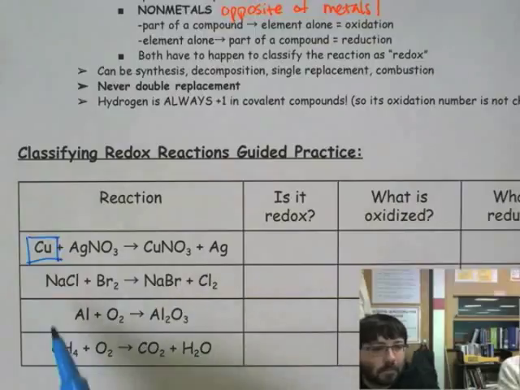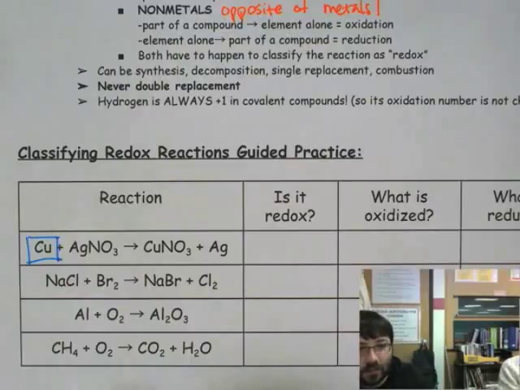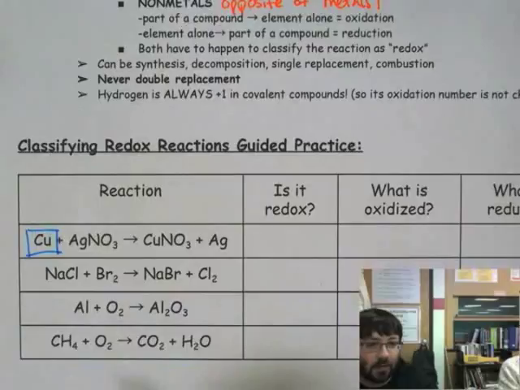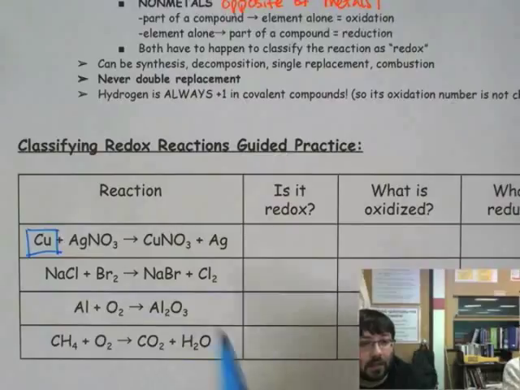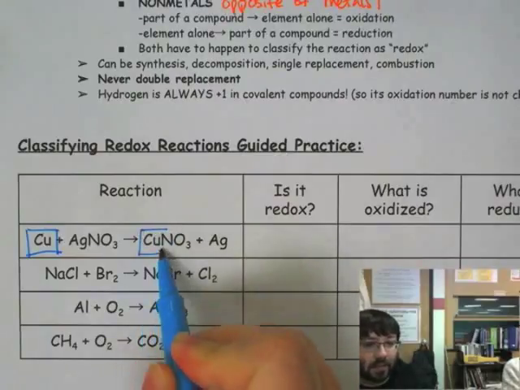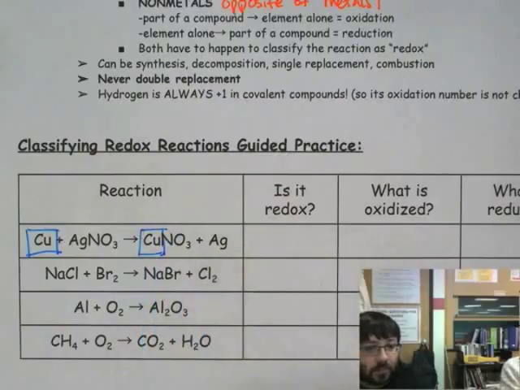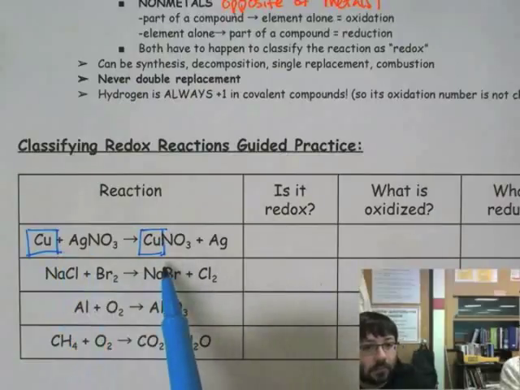And what's it doing over here on the product side? Well, this looks like it's undergoing a single replacement, and it's replacing the silver, and it's going into a compound. So it's going from being a solid metal on the reactant side to being an actual compound with that metal in it. Right. So it was alone, and now it is part of a compound.